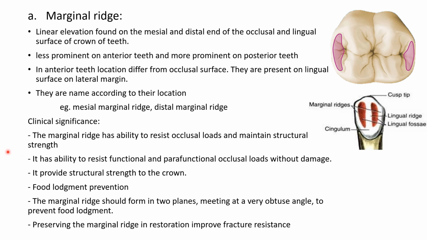What is the clinical significance of the marginal ridges? The marginal ridge has the ability to resist occlusal load and maintain structural strength. These maintain structural strength by resisting occlusal forces. It can resist functional and parafunctional occlusal load without damage. So they take up the functional forces, that is in mastication, and parafunctional, some abnormal forces. They take the load without damaging the crown of the tooth.